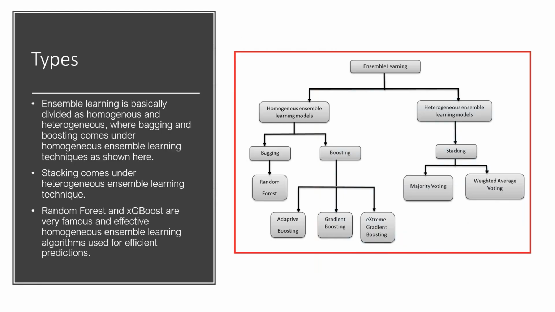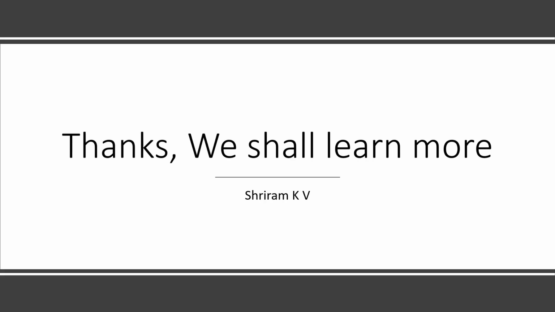Ensemble learning is classified into homogeneous ensemble learning models and heterogeneous ensemble learning models. When you go with homogeneous, it has bagging and boosting. When you go with heterogeneous, it has stacking. We will talk about all these in detail and it's going to be very helpful for you to understand things. I hope till now it's very clear. In the next session I'm going to take you through bagging, and I'll also explain the types once again so that you can understand things better.